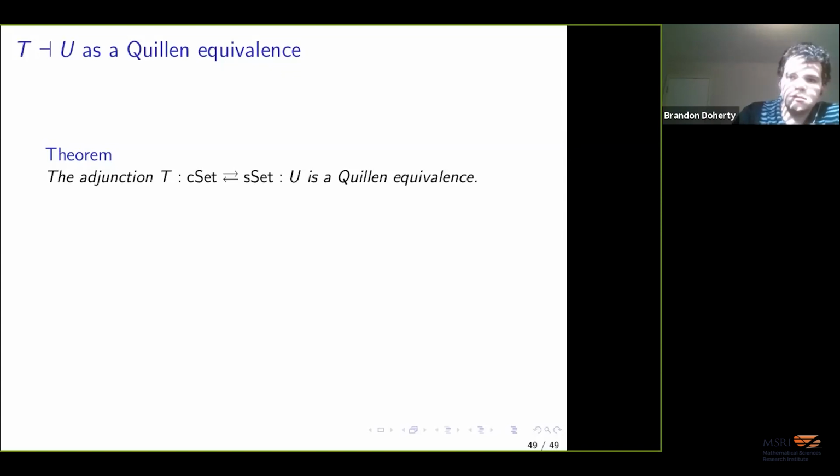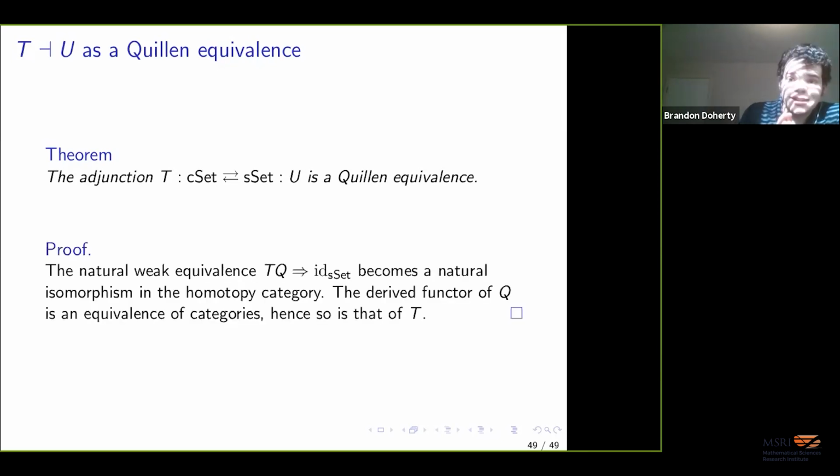Well, it basically comes for free from stuff that we've already done. So you recall we had that natural weak equivalence from Q followed by T to the identity. So when we go to the homotopy category of simplicial sets, like the induced adjunctions between the homotopy categories of simplicial and cubical sets, that natural weak equivalence will become a natural isomorphism from the composite of the two derived functors of Q and T to the identity.